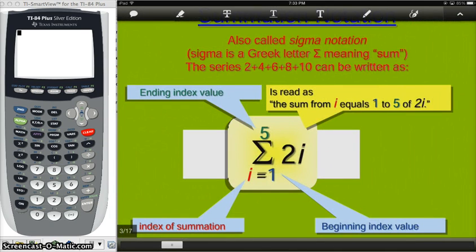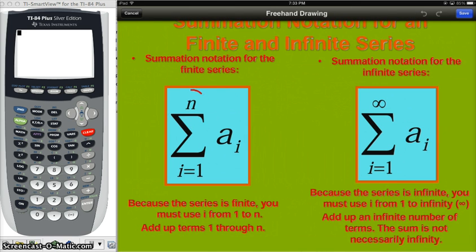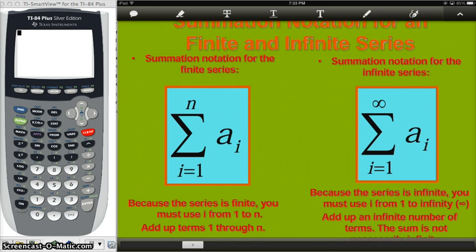Okay, so then you have finite versus infinite. The way you tell the difference there is if there's a number, it's finite. Notice here on top, there's an infinity sign, meaning it just keeps going forever. So that's the difference there, finite versus infinite, if they give you the sigma.